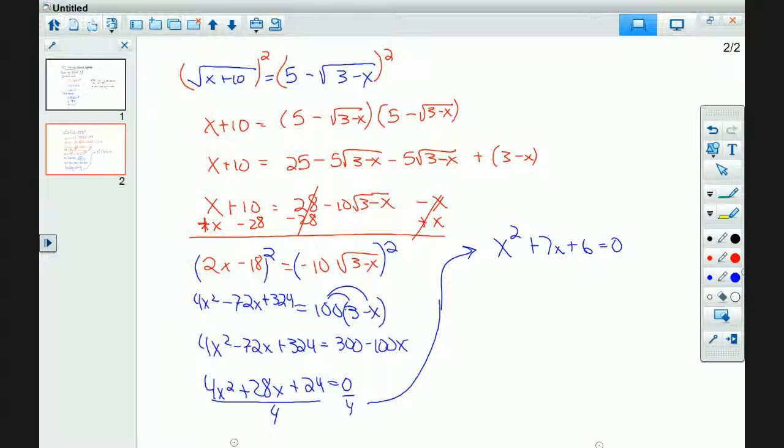Factor that? What are the factors? Thanks, Melissa. I'm sorry for insulting you like that. So our x values are -1 and 6. -6, right?